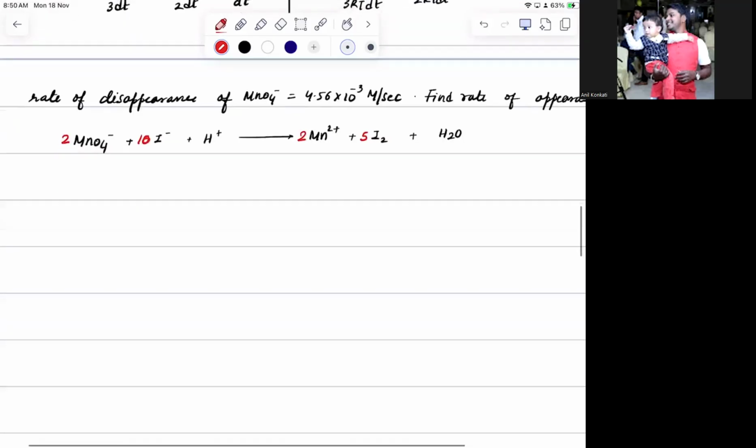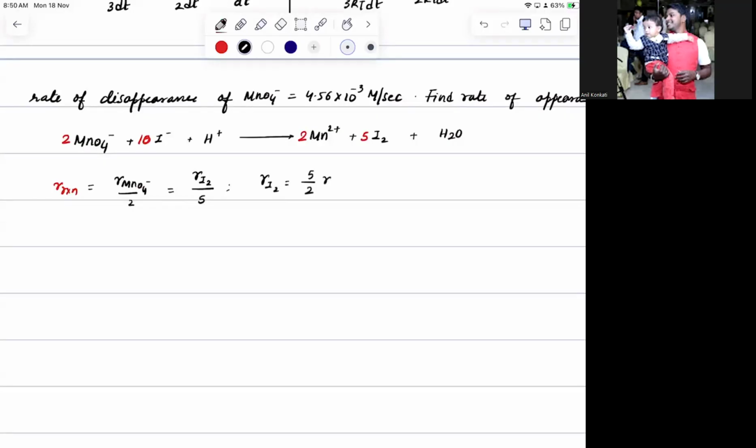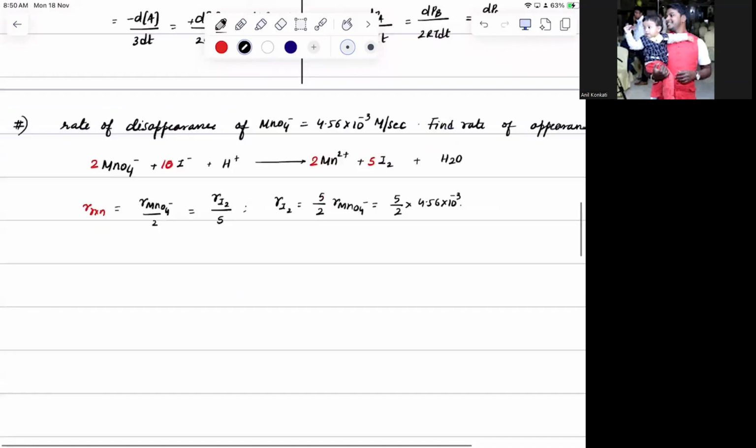So using that, now I can write the rate of reaction. Rate of reaction is equal to rate of disappearance of MnO4 minus by 2, which is equal to rate of appearance of I2 by 5. And that's what you need to figure out here. So rate of I2 is equal to 5 by 2 times the rate of MnO4 minus, which is already given to us: 5 by 2 into 4.56 into 10 raised to power of minus 3. This kind of question you should be able to do easily. Please make sure that you are aware of these terms.